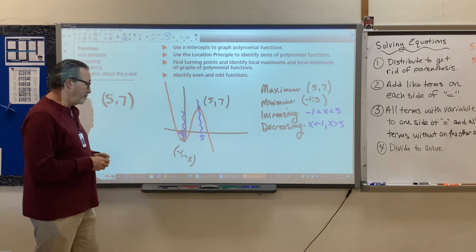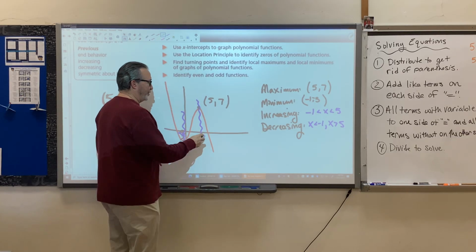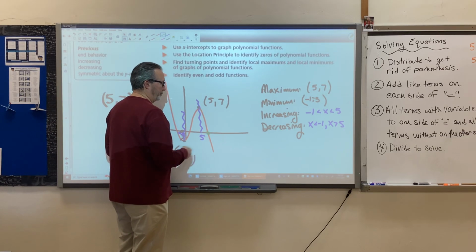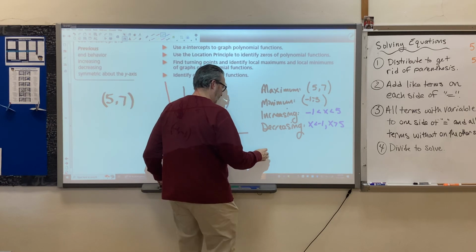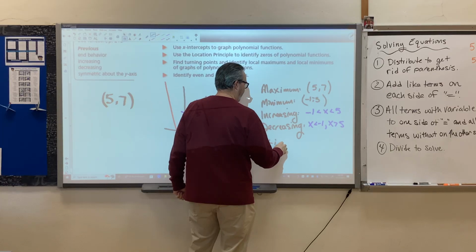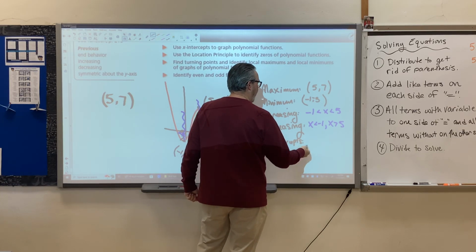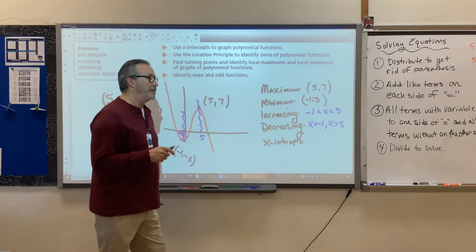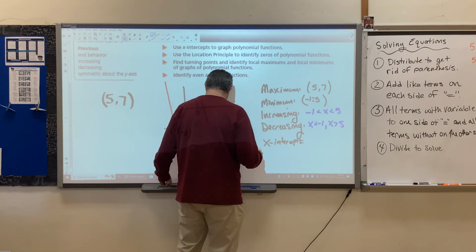Also, there's a spot on your calculator where you can find the x-intercepts. You can list points or you can just list numbers. Got it. Okay. Y-intercept might change.